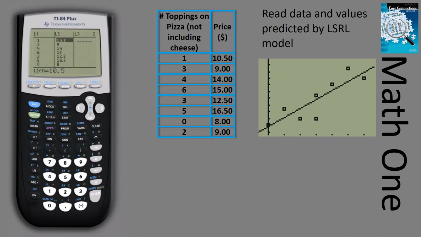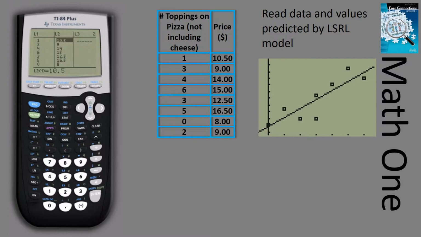So at this point, we've discussed how to enter data into your calculator, how to display that data as a scatter plot, how to find the least square regression line, and how to display the least square regression line with the data. What I want to do now is talk about how you can read information from the graph about the least square regression line and the data when you're looking at it.